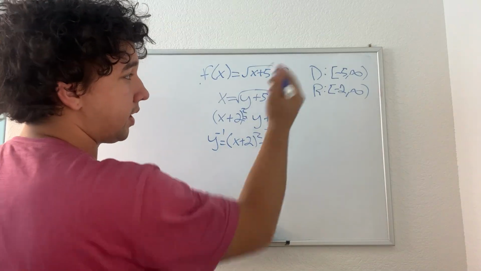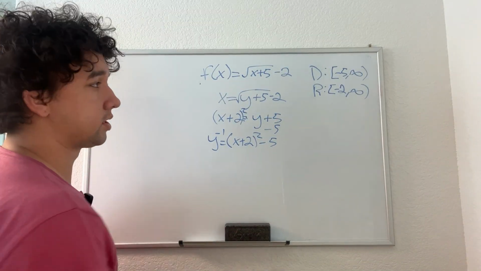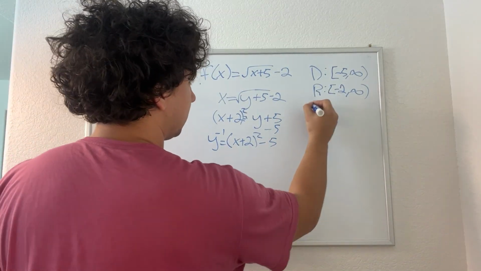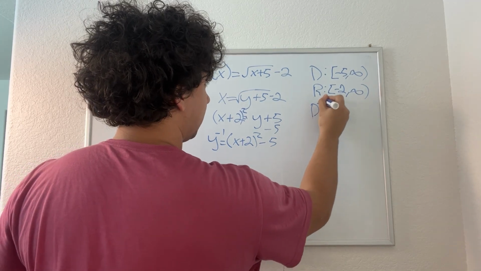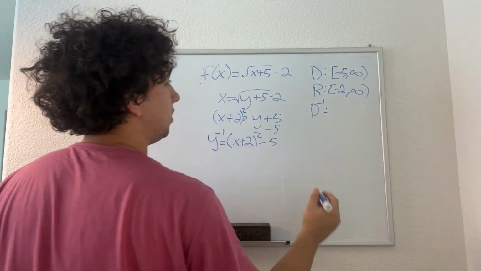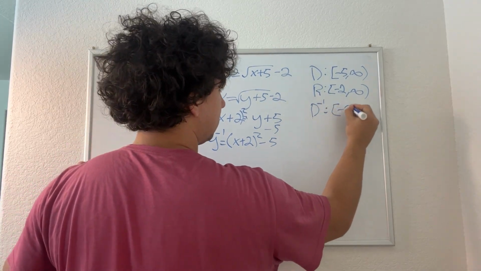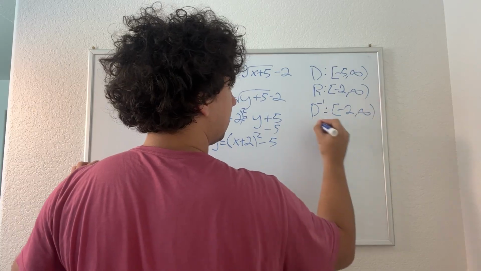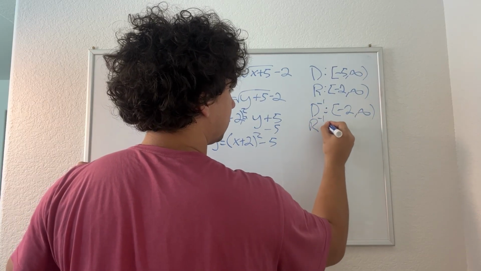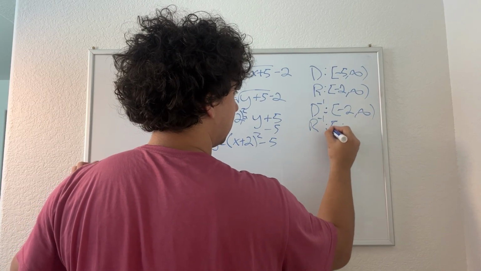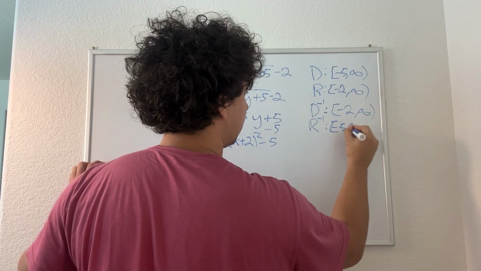Now in terms of the domain and range, just like the last one, it's going to be the same thing. I'm just going to flip-flop these. So in this case, the domain of the inverse is going to be [-2, infinity), and the range of the inverse is going to be [-5, infinity).